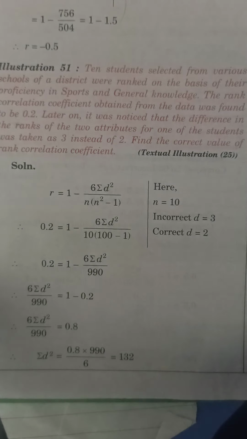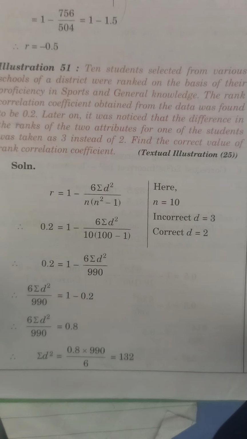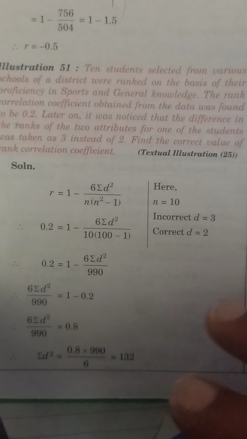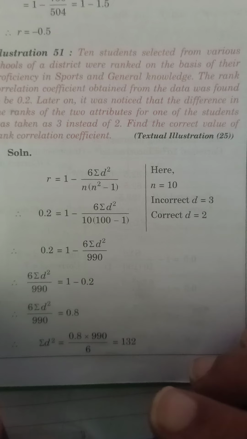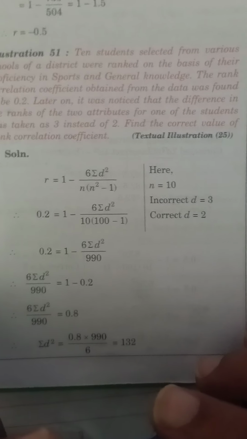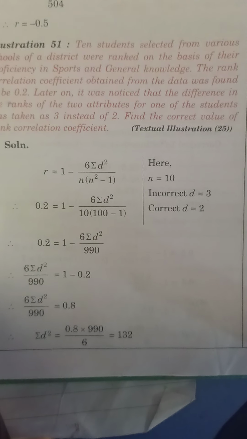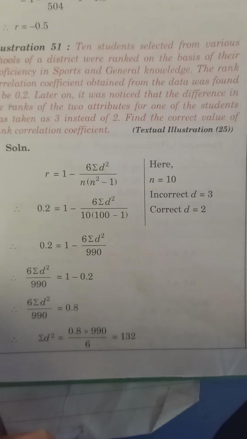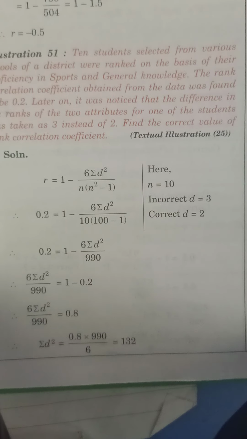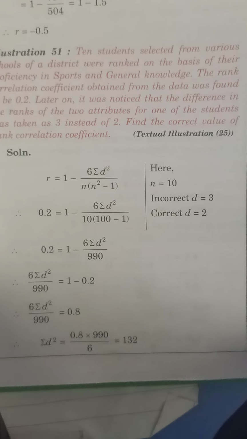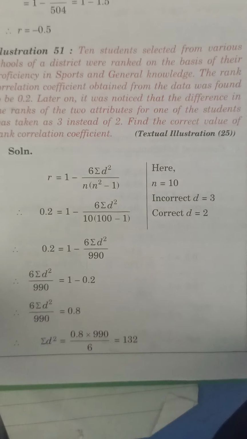Now, the sum is on page number 2.36 of your Yogi publication book. Illustration number 51 is there, and the same illustration is also provided in the textbook. This is also another example of the rectification method.